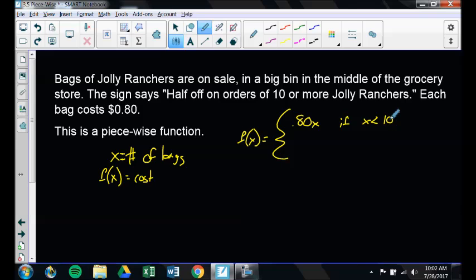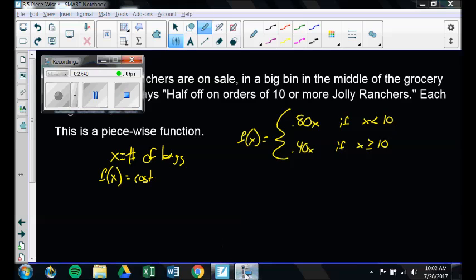And I won't bother saying that x can't go negative. We assume that. We're not going to say between 0 and 10, because we know we can't buy negative things anyways. Or it's 0.4x if x is greater than or equal to 10. You pay 80 cents per bag if you buy less than 10. You pay 40 cents per bag if you buy 10 or more. You do this instinctively without thinking about it this way all the time. Just try and start thinking about it this way. It'll help you.